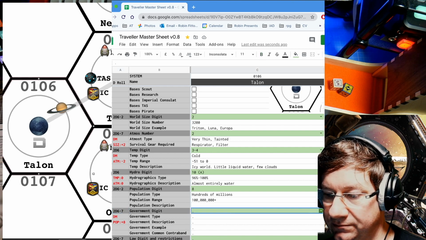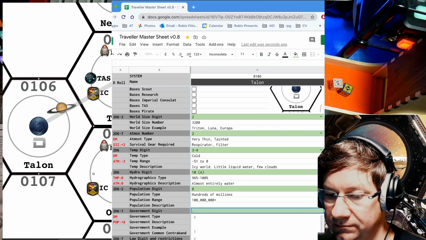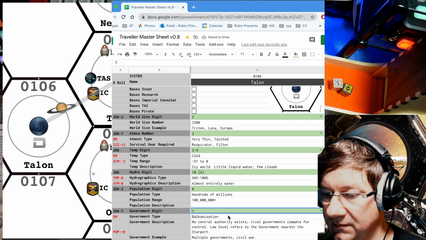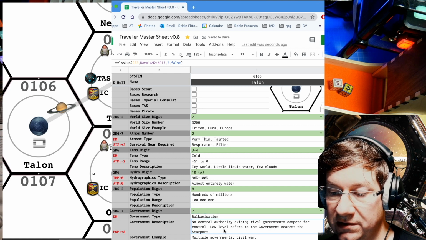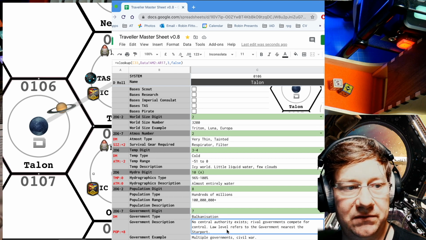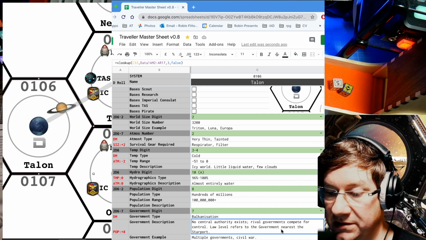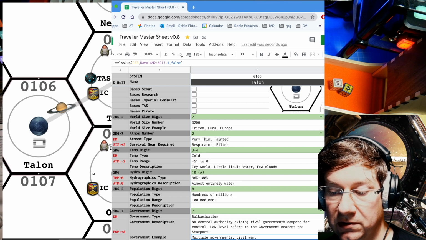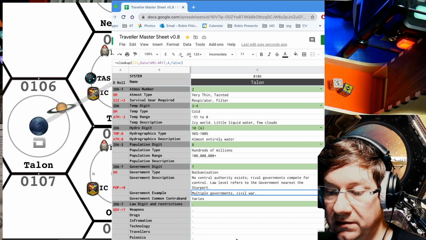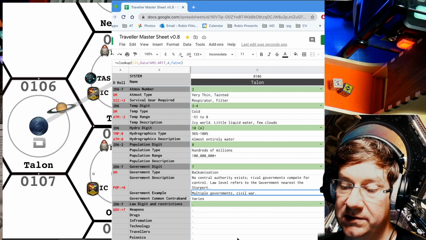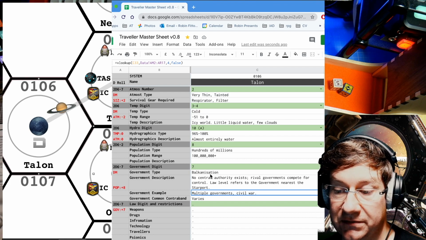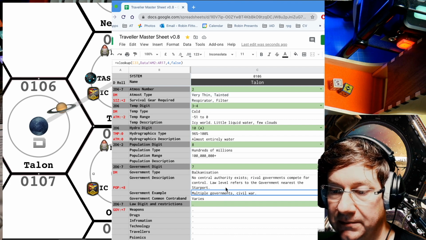Okay, so balkanization. So no central authority exists. Rival governments compete for control. Law level refers to the government nearest to the starport. So multiple governments, civil war. So around and about this icy planet, there is a lot of different factional stuff going down. So there's some high friction on here.